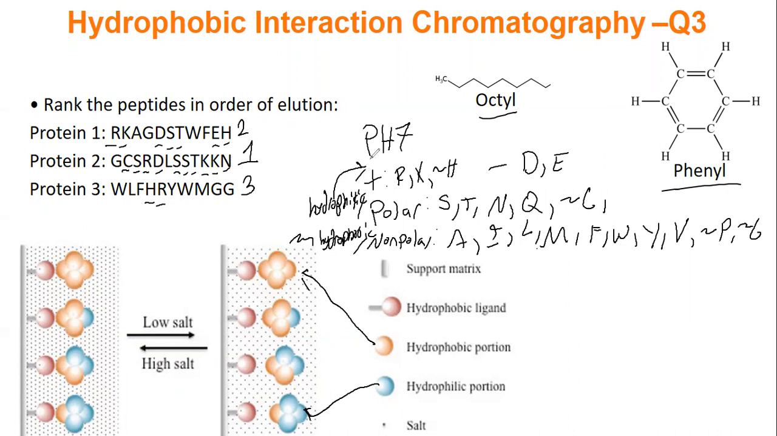All right. So any questions about this technique or our groupings of the amino acids?